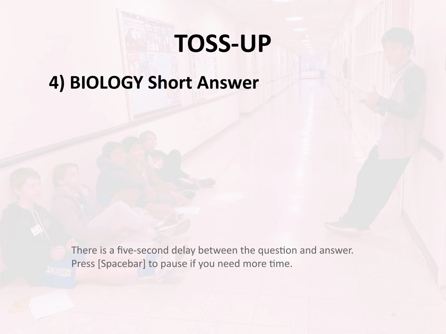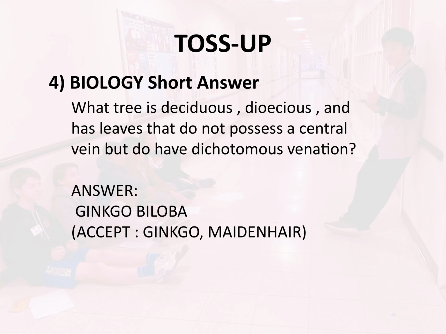Toss-up 4. Biology. Short answer. What tree is deciduous, dioecious, and has leaves that do not possess a central vein but do have dichotomous venation? Answer. Ginkgo biloba.